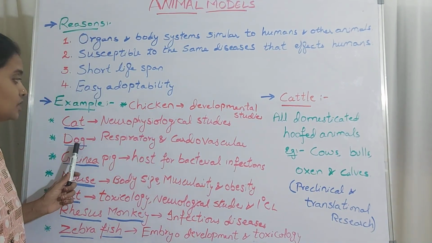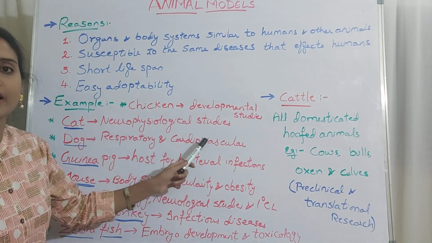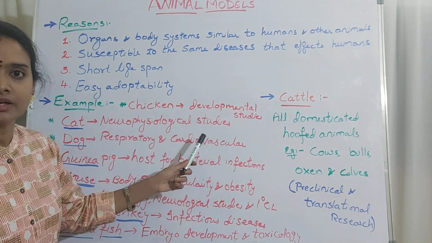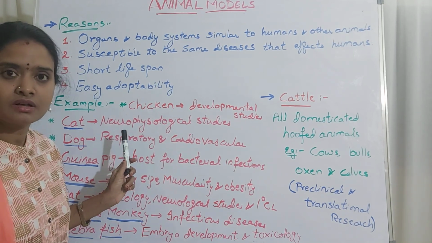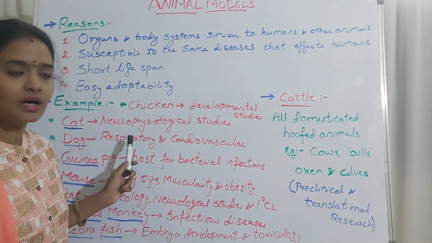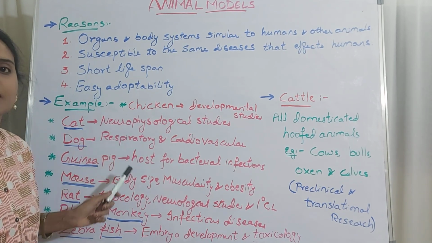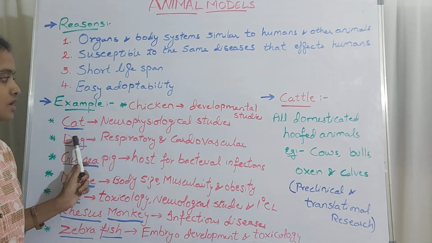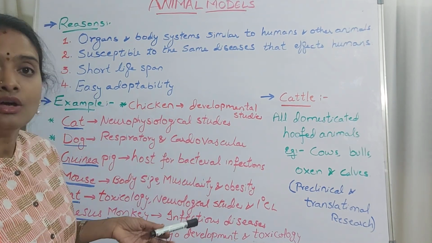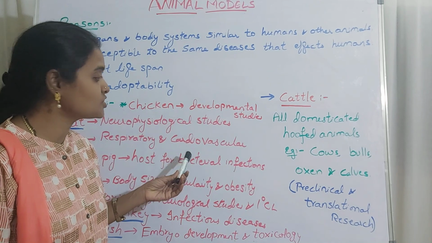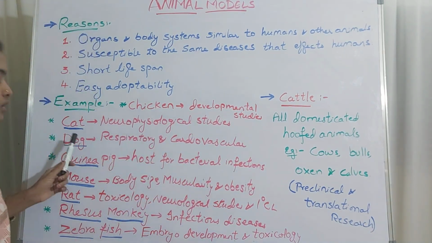Next is the dog. In the case of the dog, it is used for the respiratory and cardiovascular systems. In terms of respiratory, all the lung infections, pneumonia and all other infections which are caused in the lungs can be studied on dogs. And also the cardiovascular system: you can study the valves, or degenerative valve diseases. All these can be studied on dogs.